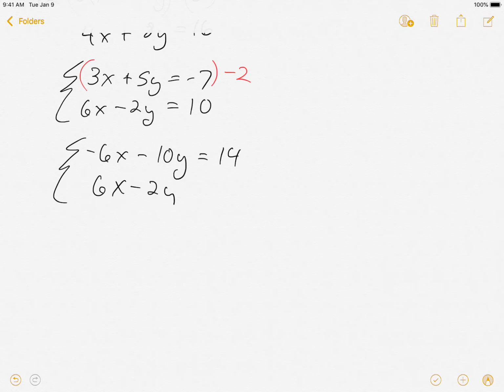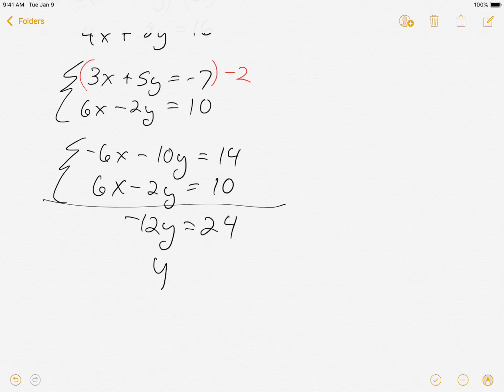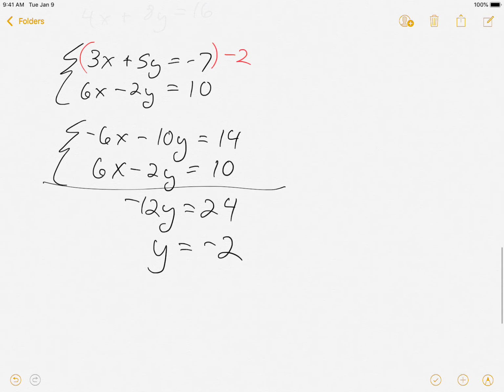Now I have the opposites in that first column, so when I add them up, I get negative 12y equals 24, so y equals negative 2. Once I have it, I can just substitute into one of the other equations. I did the first equation last time. Let's just do the second equation for the fun of it.